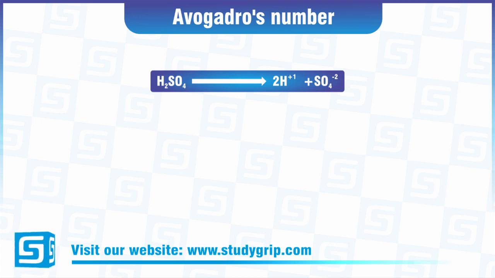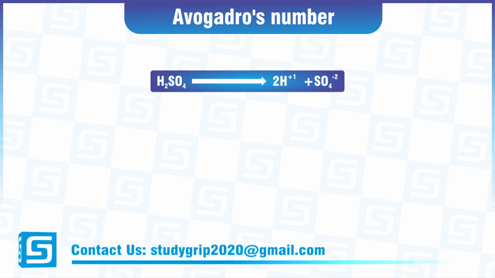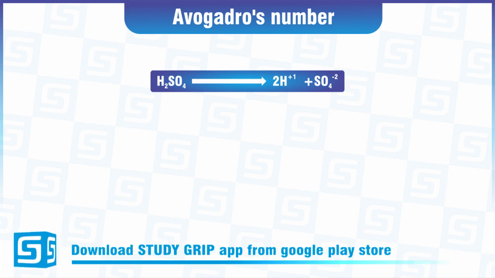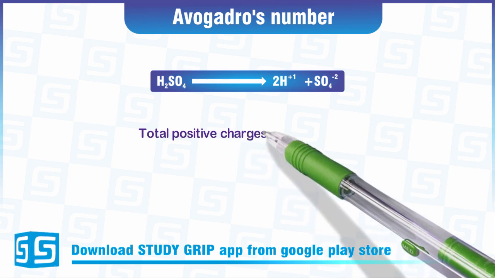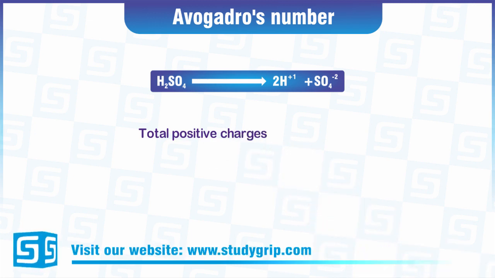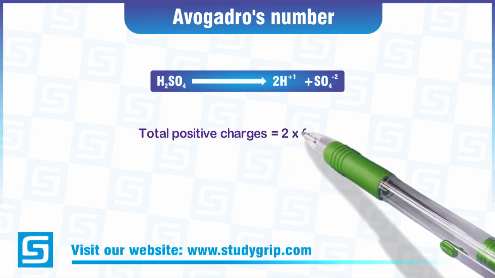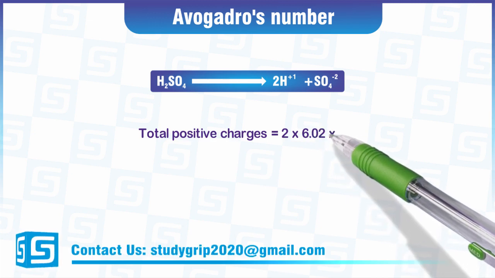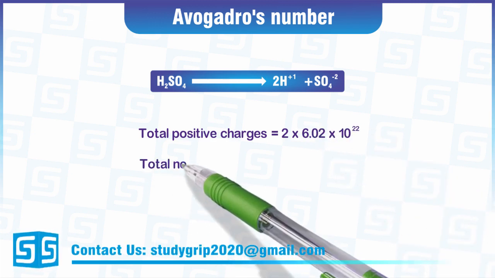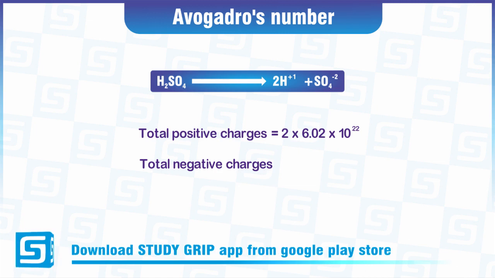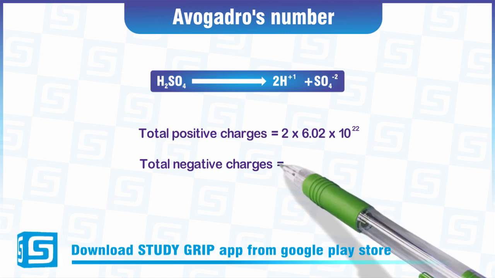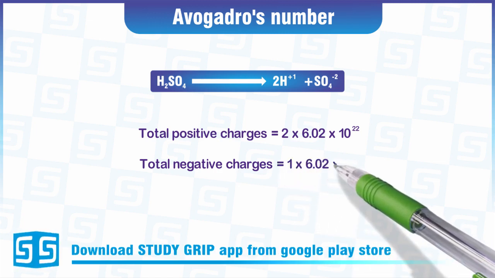1 mole of sulfuric acid upon ionization produces 2 moles of hydrogen positive ions and 1 mole of sulfate negative ions. So, the total positive charges in 9.8 gram of sulfuric acid is equal to 2 × 6.02 × 10^22. The total negative charges in 9.8 gram of sulfuric acid is equal to 1 × 6.02 × 10^22.